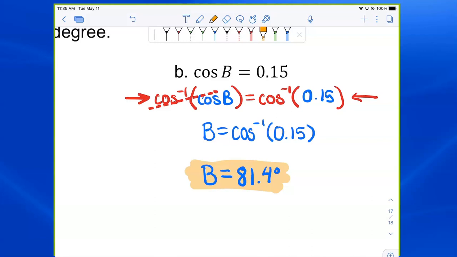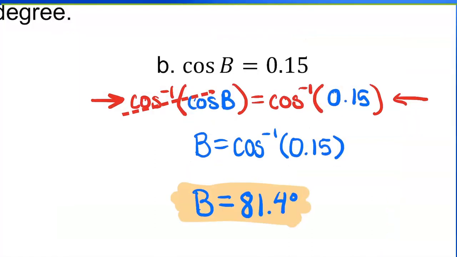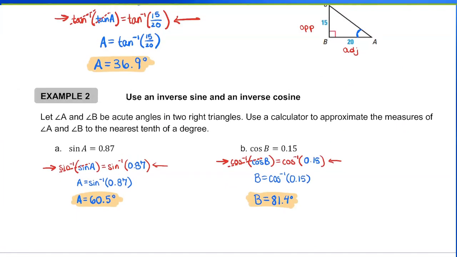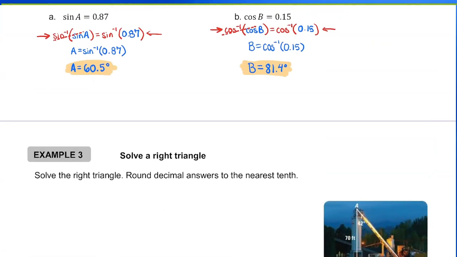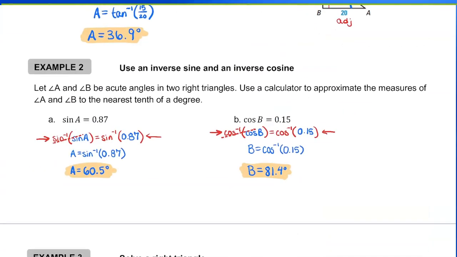All right, so that's the only thing I want to do today. I want to make sure we're good with using these inverses. Tomorrow we'll talk about examples 3 and 4, where we're going to go through and solve the entire triangle using everything we've done in this chapter, and actually in past chapters as well.